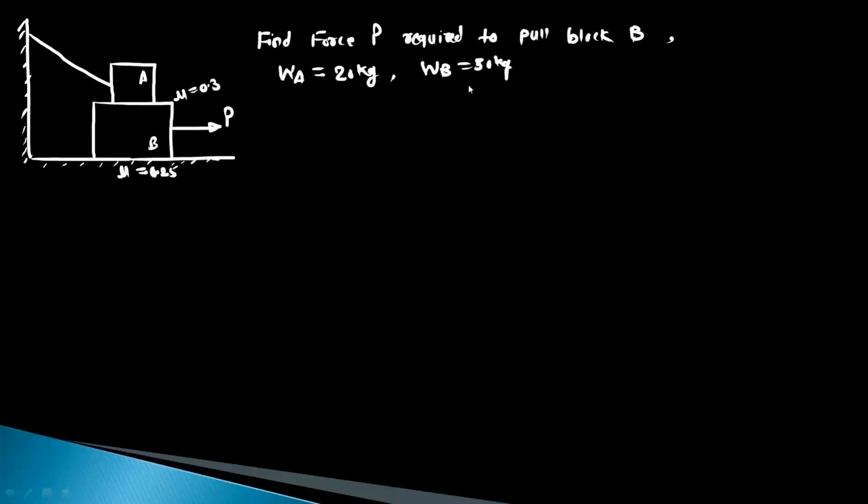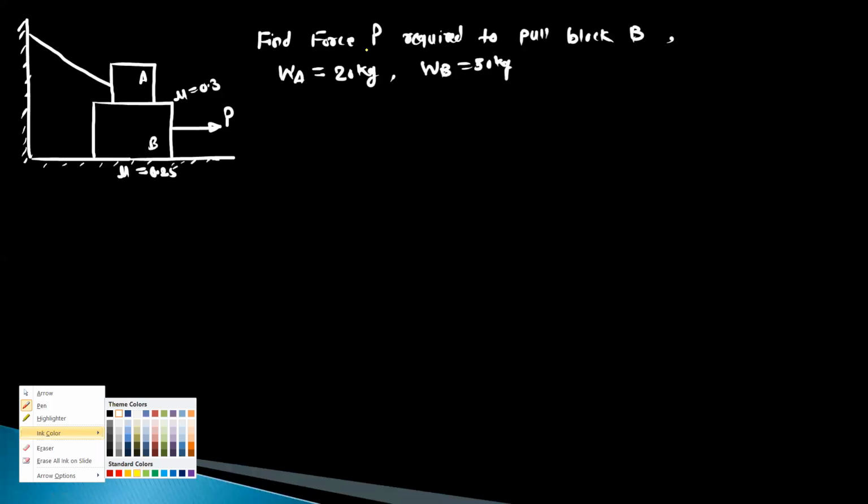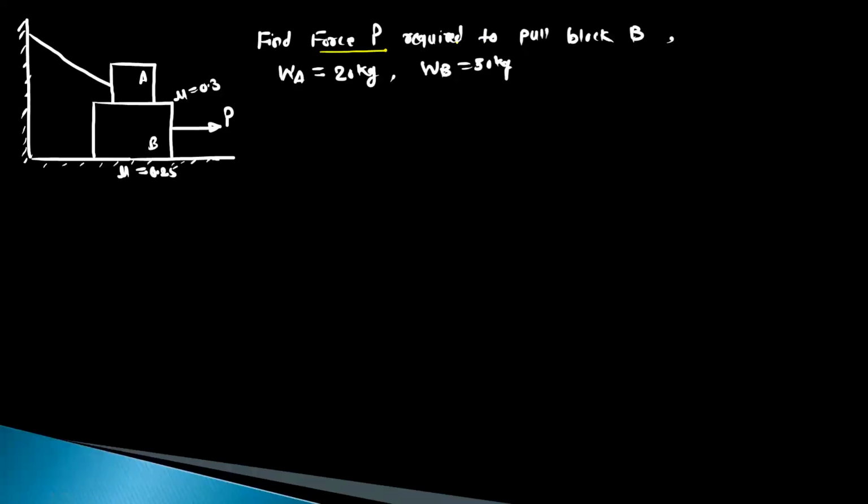Okay, so note down the next problem. Here the block A is kept on the block B, and A has a weight of 20 kg and the weight of B is 30 kg. The question is, we have to find the force P required to pull the block B.